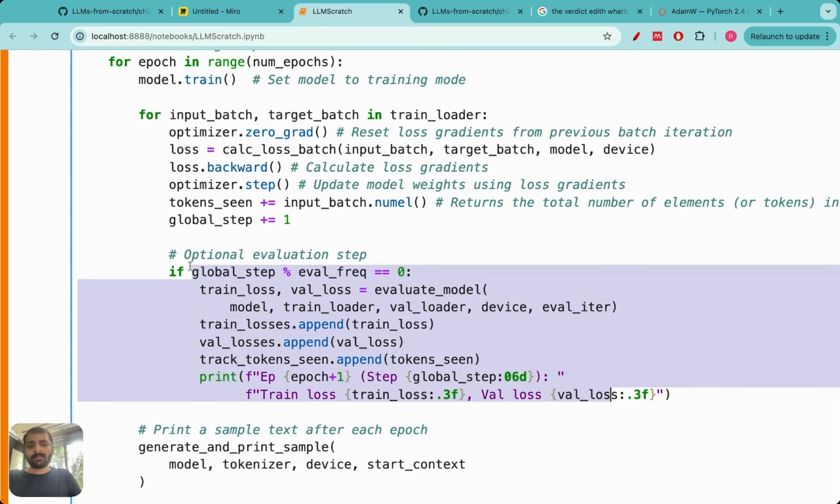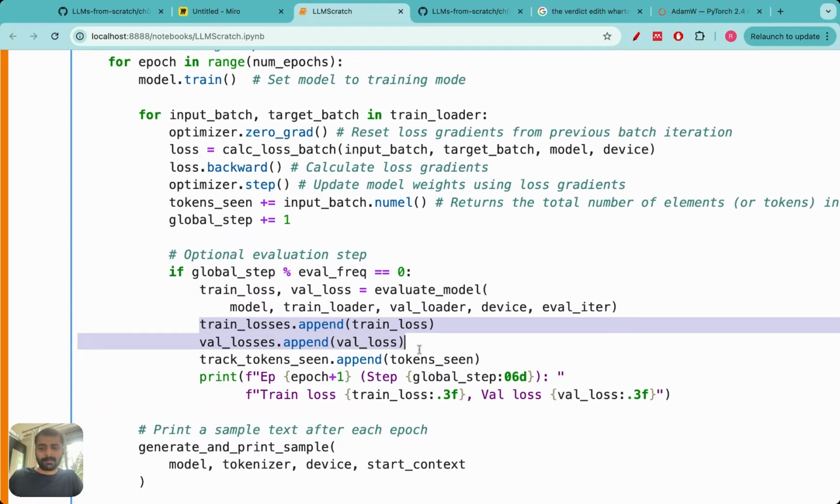So in this step, what I'm doing is, when I reach a particular batch number, when the LLM has processed that particular batch, I will print out the training and validation loss. That's all we are doing up till now.